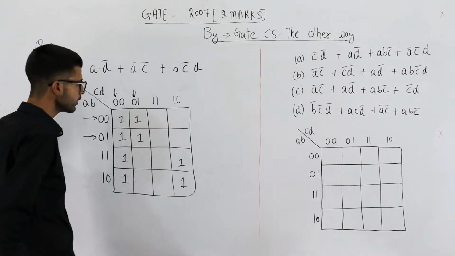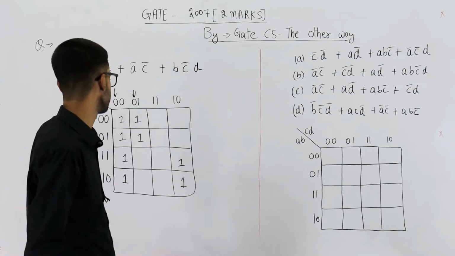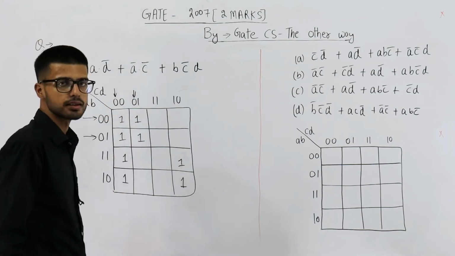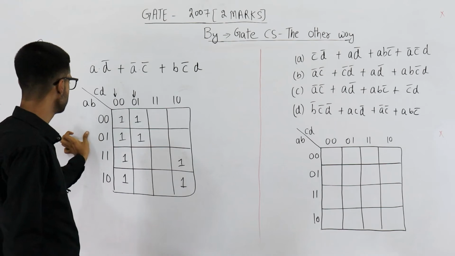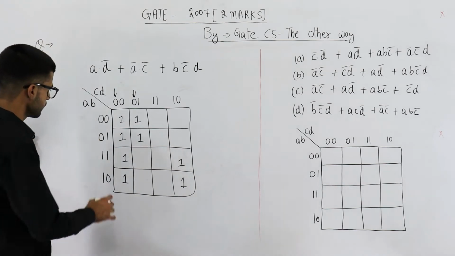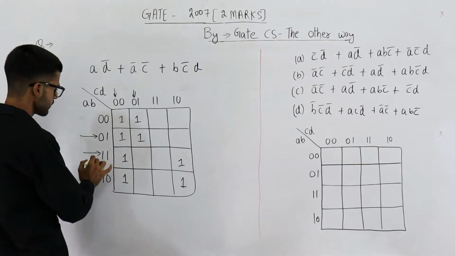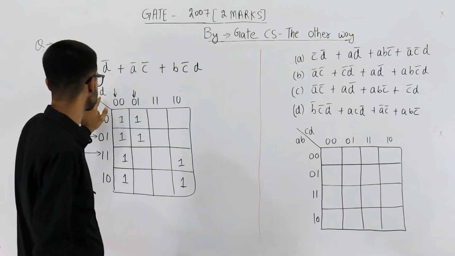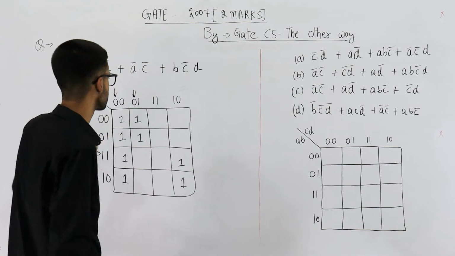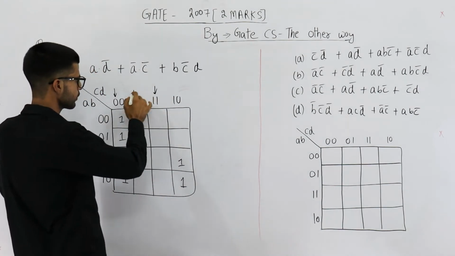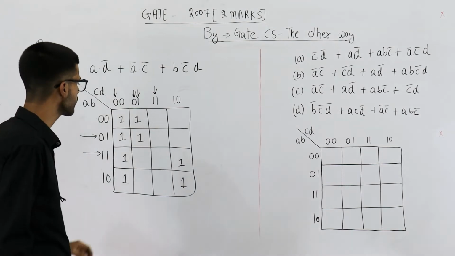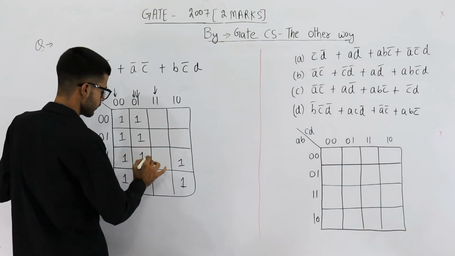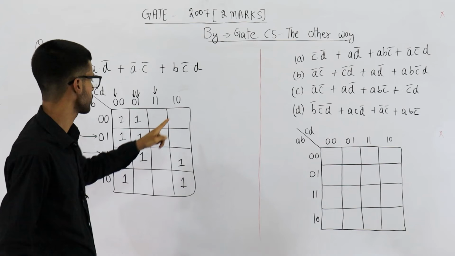Now let's see the last term, which is B, C bar, D. C bar means these 8 cells. B means these 8 cells. And D means, where is D? So D means this one and this one. Now you can see the only common part is this one cell. So B, C bar, D corresponds to this one.